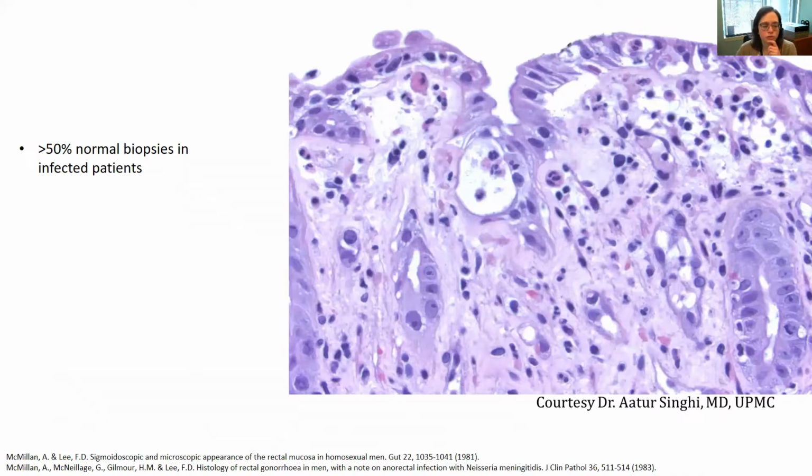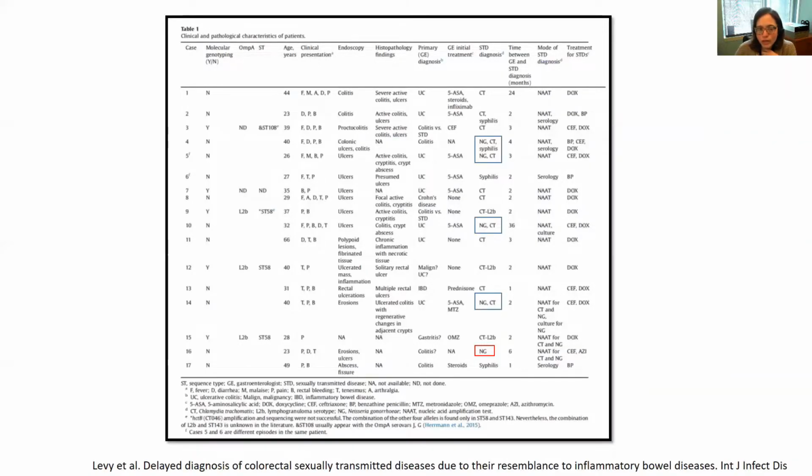There are two papers in the literature from the 1980s describing the histologic features of gonorrhea in the lower intestinal tract. And they report that over 50% of the patients who are infected have normal biopsies. So this may be one of the reasons why we are having trouble identifying these cases of gonorrhea in our practice. And my own other theory is that at least some of these cases are co-infected with chlamydia and syphilis, and the inflammatory response provoked by these other two organisms probably obscures the histologic changes associated with gonorrhea infection. But that's my own unproven theory.